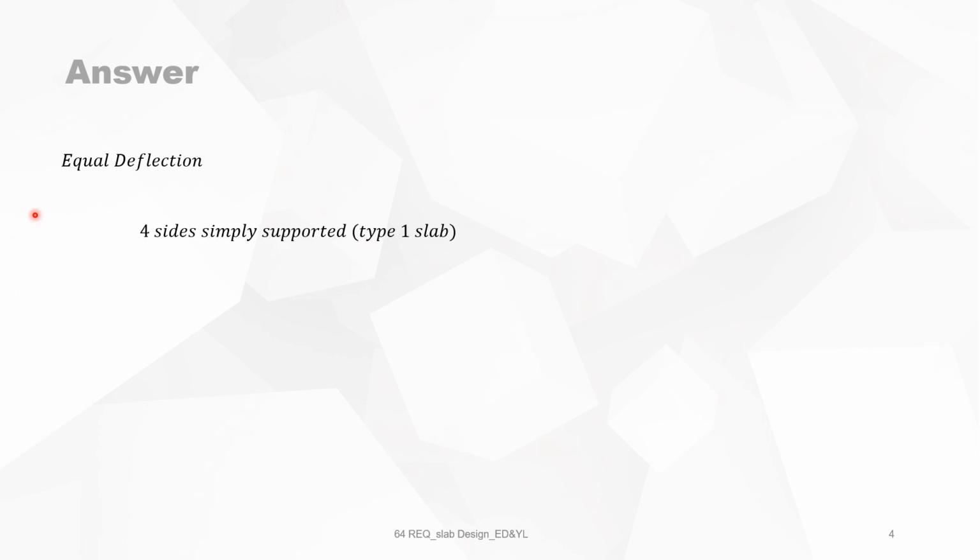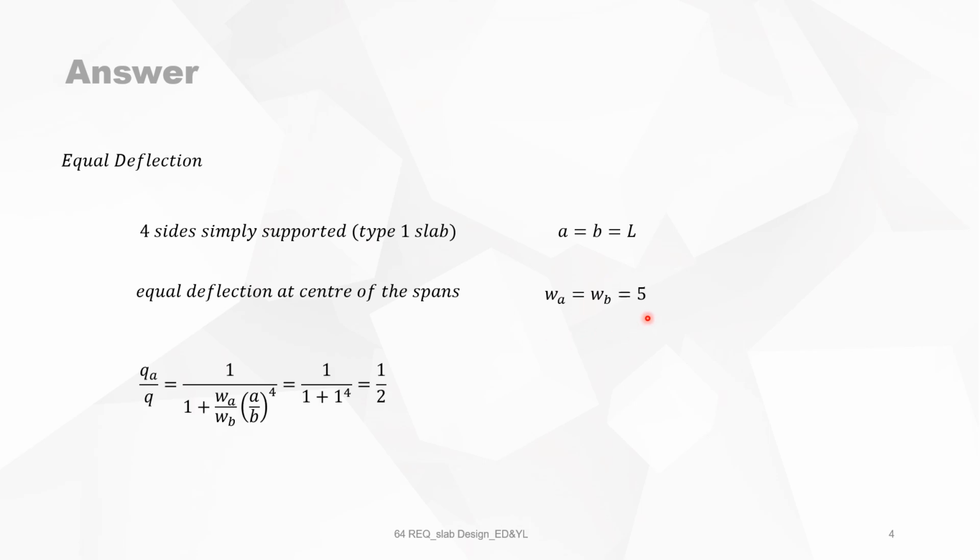Let's start with equal deflection. We have a four sides simply supported slab, so that means that's a type 1 slab. So A is equal to B is equal to L. Equal deflection at the center of the spans is then given by WA and WB, but it's simply supported, so this coefficient is 5. And the formula for equal deflection gives you the load in direction of A is equal to this formula. WA over WB is 1, and A is also equal to B, so we get 1/2, which is logical.